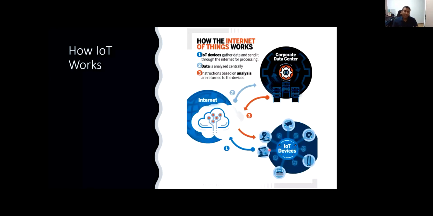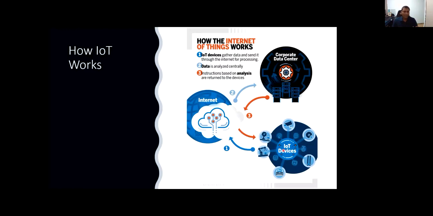So you have IoT devices, right? The IoT devices send some data through the internet, and that data is relayed to a corporate data center or to the cloud. The cloud makes some decision, and then the decision is relayed back to the IoT device, and the IoT device would carry out that action.